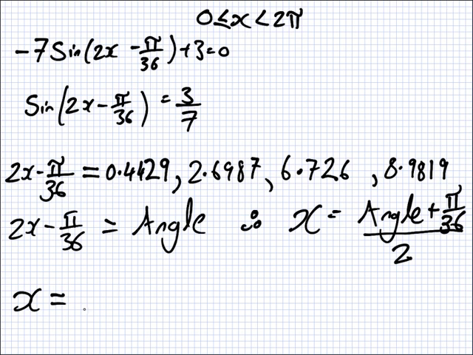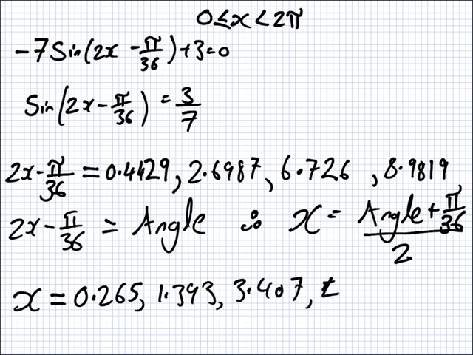So, what one is this? 2f, isn't it? So hopefully you should get 0.265, 1.393, 3.407, and 4.53. Now actually, I want to use 3 significant figures, so that would be 1.39 really, and then 3.41, and then 4.53.